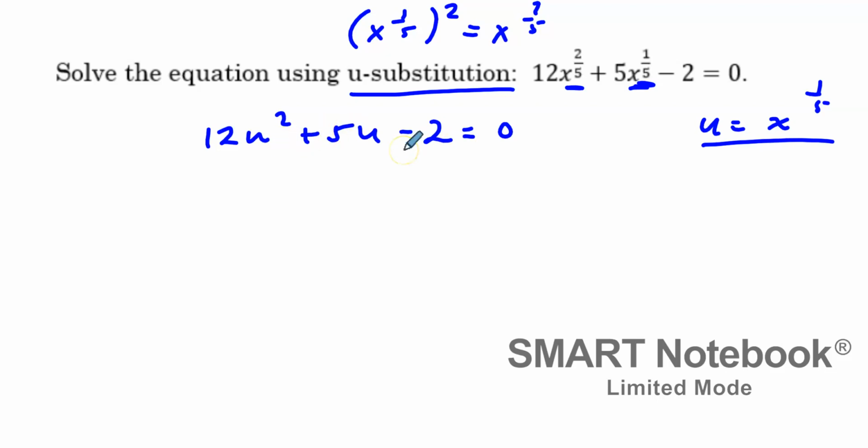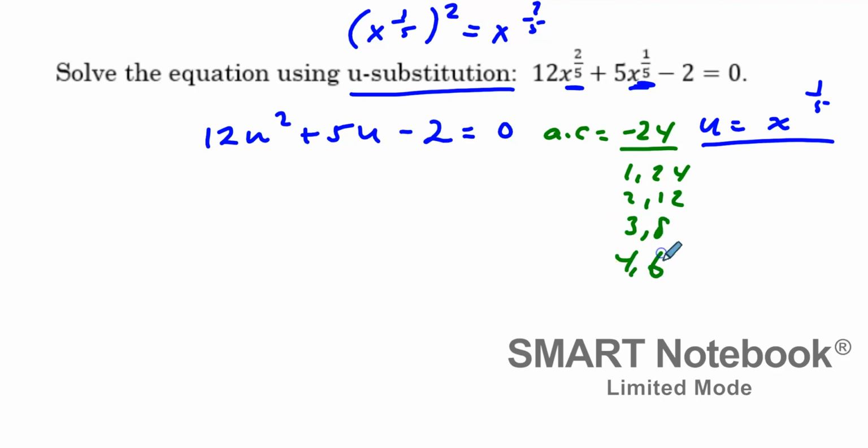Let's do this by splitting the middle term. To start that, you multiply a times c, and you get -24. You list all the pairs that multiply to be 24. Do any of these help me get my middle term? Yes, 3 and 8 do. 8 minus 3 specifically helps me get to be adding to be 5 and multiplying to be -24.